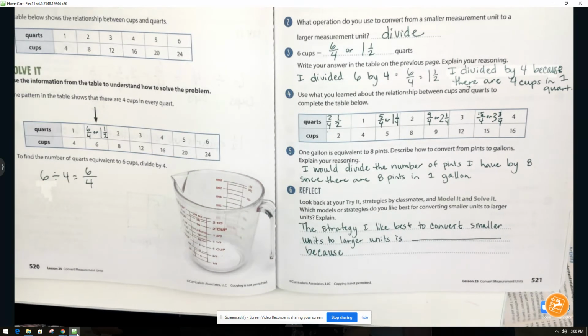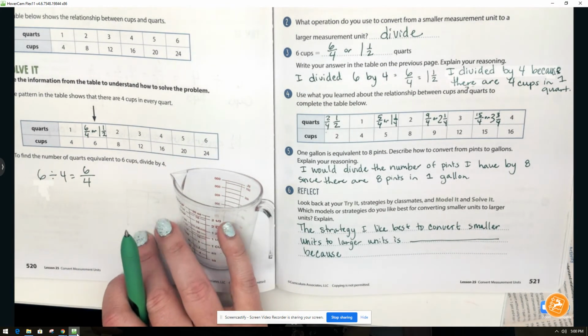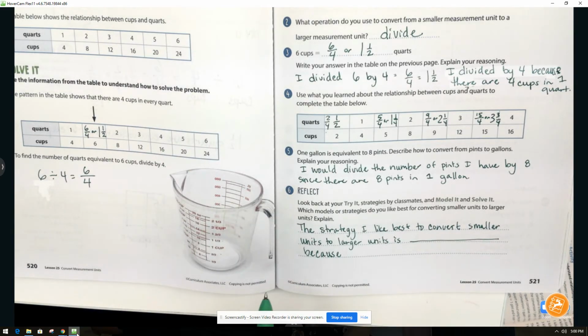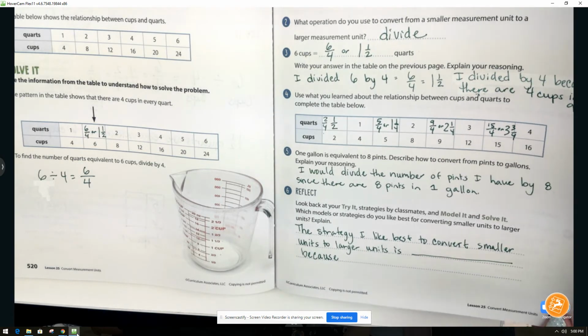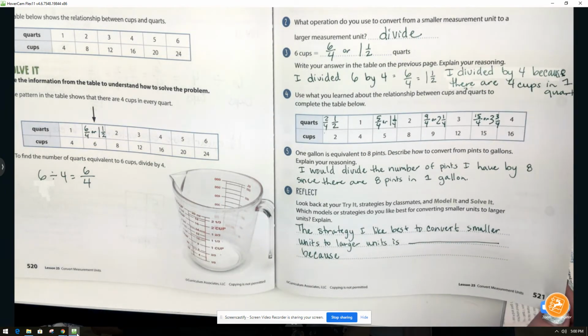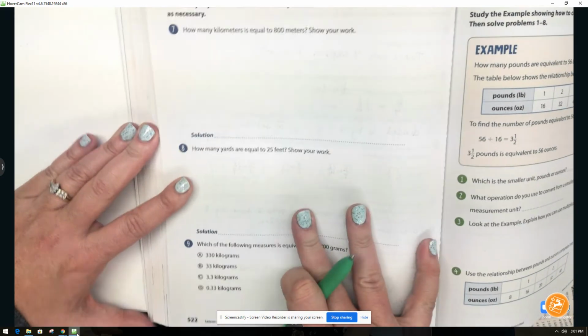And then finally, for the reflection, we've used many different strategies. We've used equations, we've used pictures, we've used tables. Which strategy is the strategy that helps you the most when you're converting smaller units to larger units? When you're done writing that down, you can unpause the video and go to page 522, and we'll do number 7, 8, and 9 together.